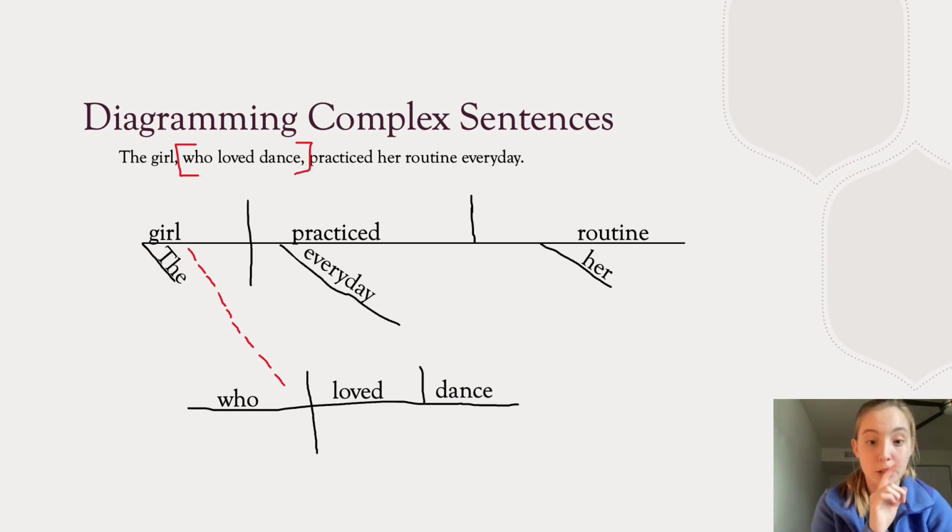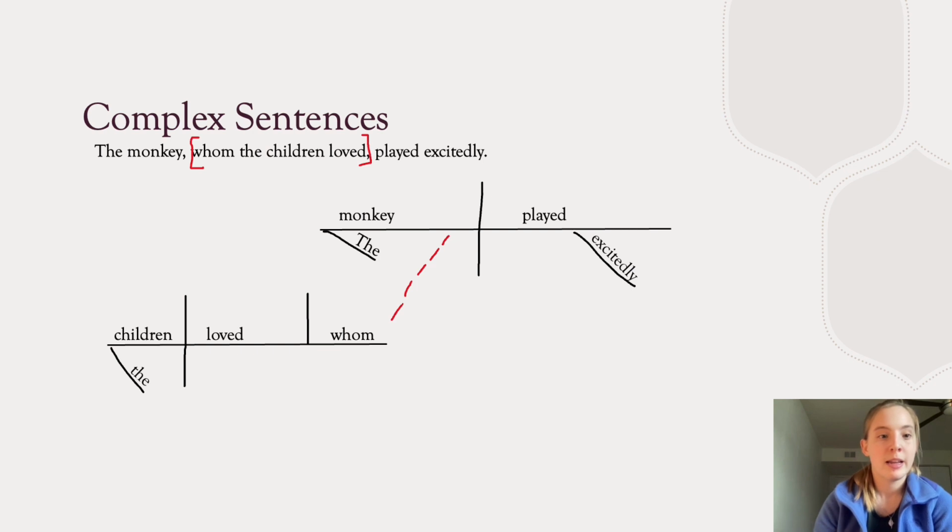The trick with these is knowing where to draw the dotted line. In this sentence, whom the children loved is the relative clause. Whom, however, is in the objective case. It is the direct object. The children loved whom? Subject, verb, direct object. So when I draw my dotted line, this time, whom, the direct object slot, points to the antecedent. And so we shift over that diagram.